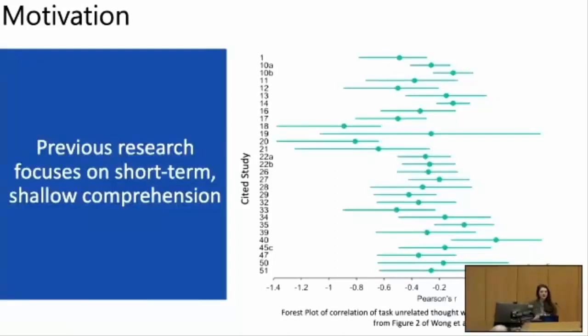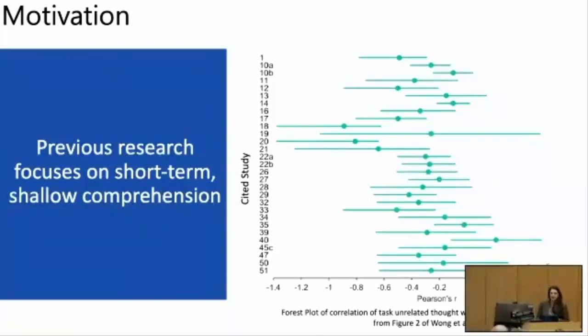So the motivation for our study is to examine both this comprehension depth and this comprehension time, and examine its interplay with mind wandering. There are, however, gaps in the research regarding this, and our goal is to assess these gaps to better understand that interplay of mind wandering, comprehension, depth, and time.